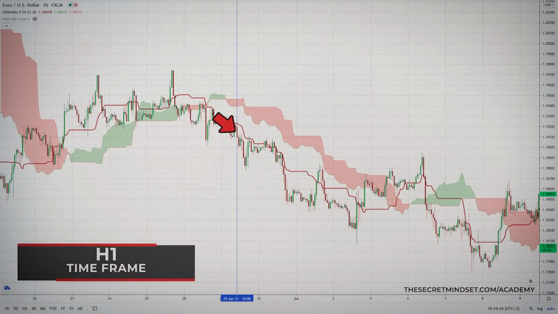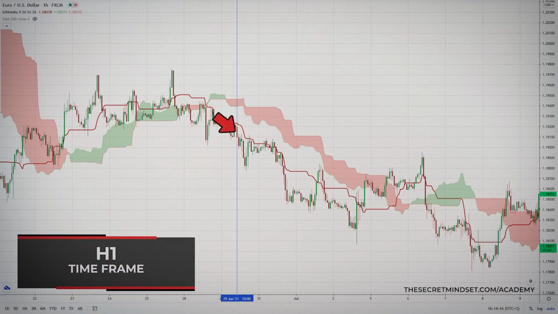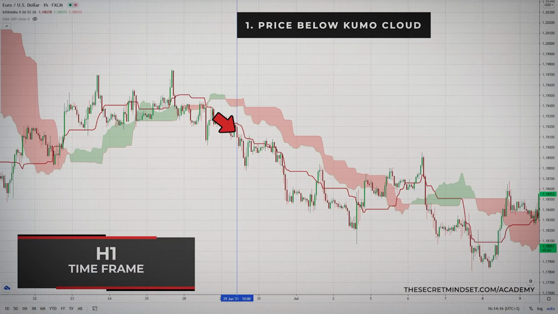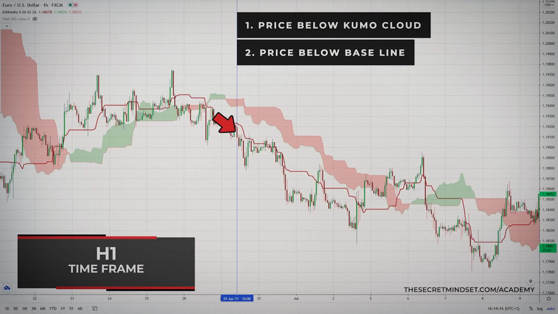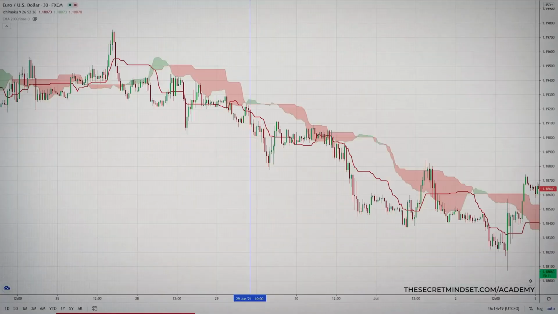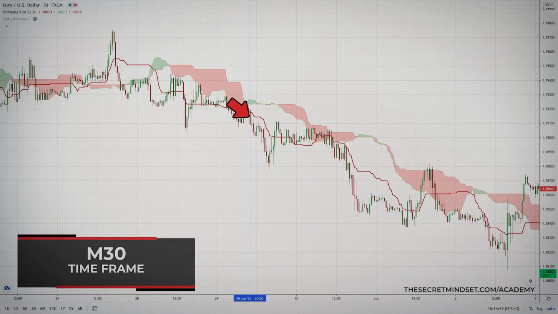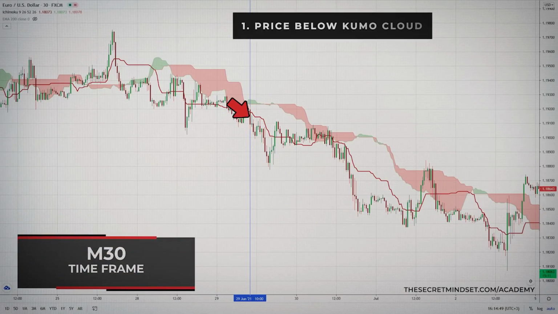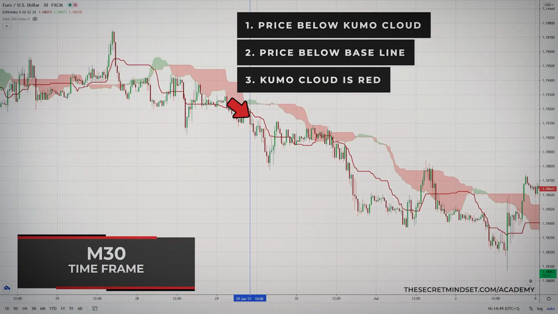We move on the highest time frame, the 1-hour. Price is below the Kumo cloud. Price is below the baseline. And ideally, the Kumo cloud is red, but as I said before, this is not mandatory. Then, we go on the next time frame, the 30-minute time frame, and we see that the price is below the Kumo cloud. Price is below the baseline, and the Kumo is red.